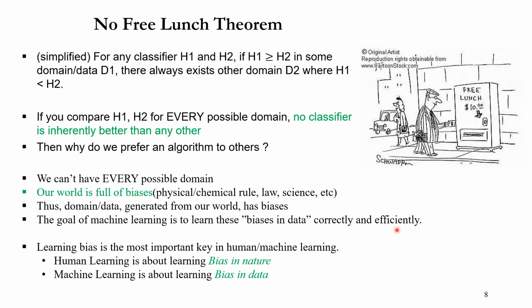We're gonna learn many machine learning algorithms, and actually the goal of machine learning is to learn the bias in the data correctly and efficiently. So learning is about learning bias. Learning bias is the most important key in human learning and machine learning as well. Human learning is about learning bias in nature, and machine learning is actually about learning bias in data. So that's the kind of summary of the no free lunch theorem.